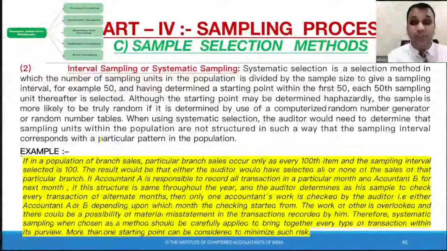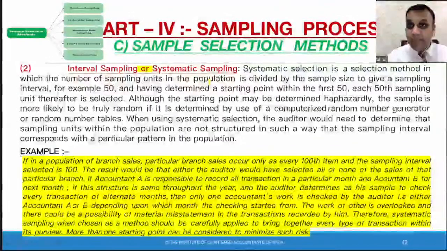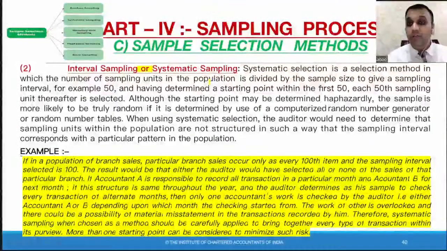Just don't confuse yourself. Don't confuse yourself. Let us understand what is systematic sampling first, and then I'll answer your question. So what is interval sampling or systematic sampling? We are done with random sampling. Now systematic sampling. We will follow some rule.